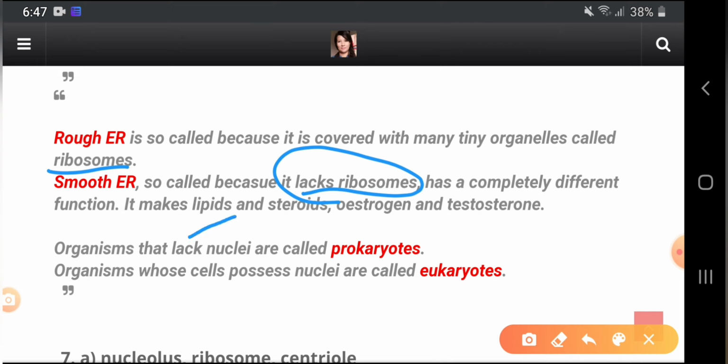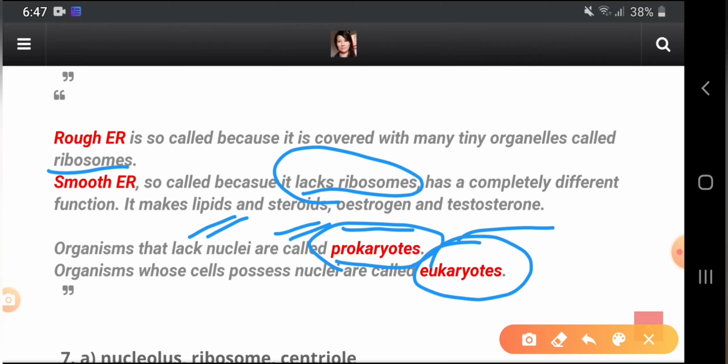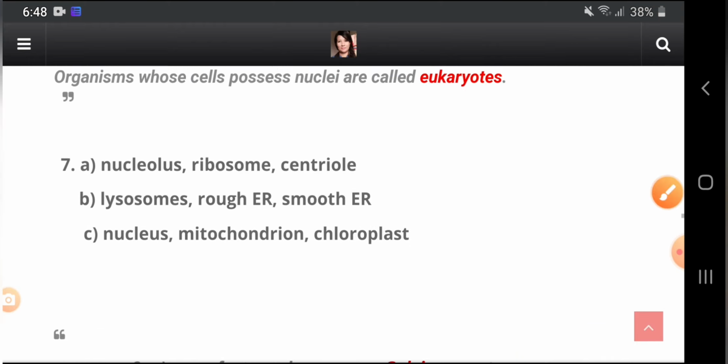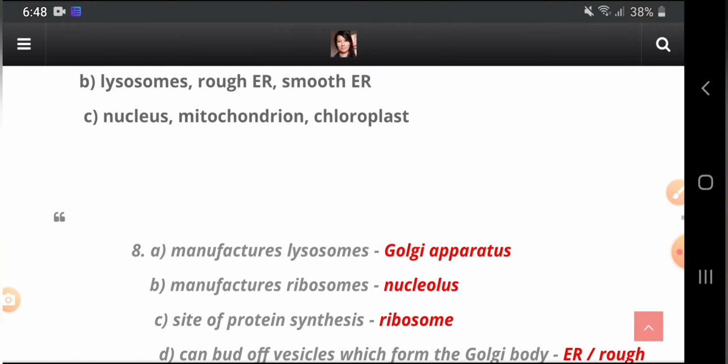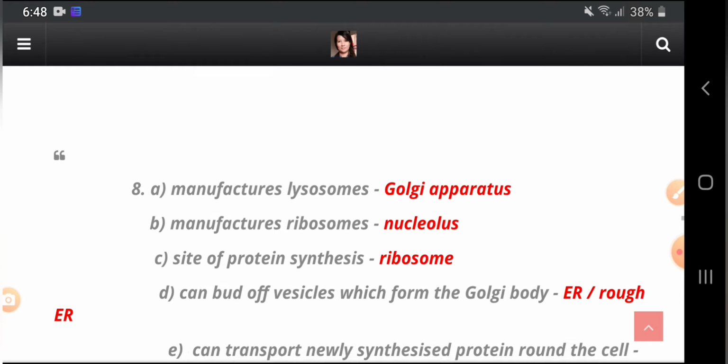It makes lipids and steroids, estrogen and testosterone. Organisms that lack nuclei are called prokaryotes, and organisms whose cells possess nuclei are called eukaryotes. Nucleolus, ribosome and centriole, that is the number 7 answer.